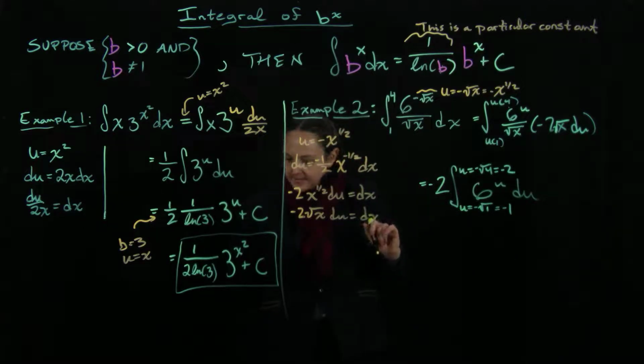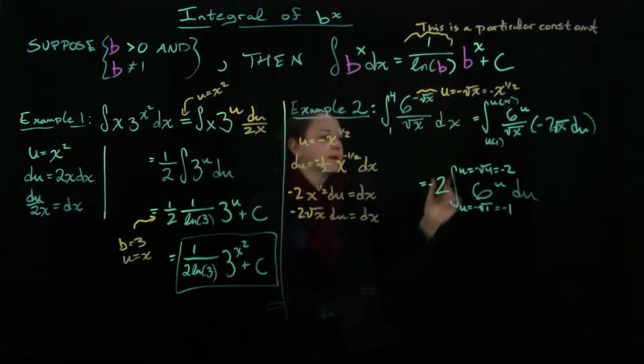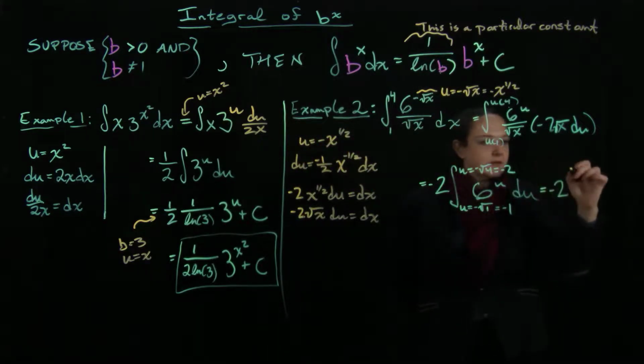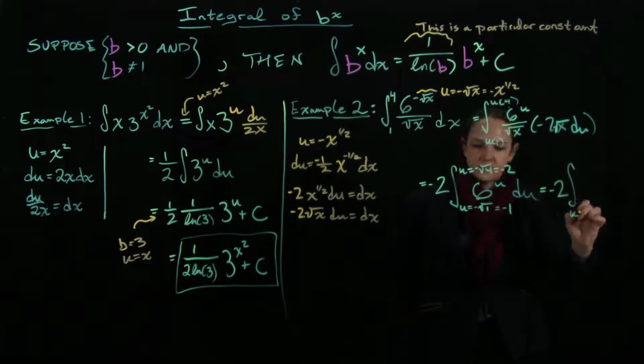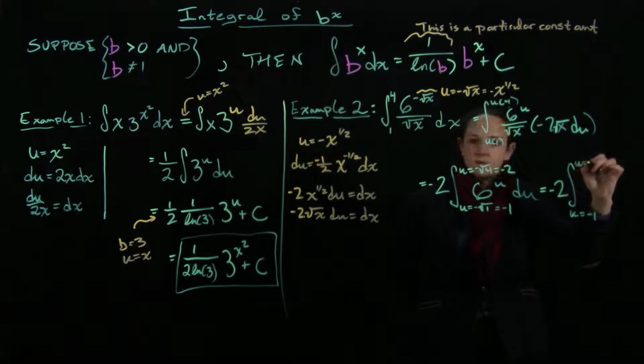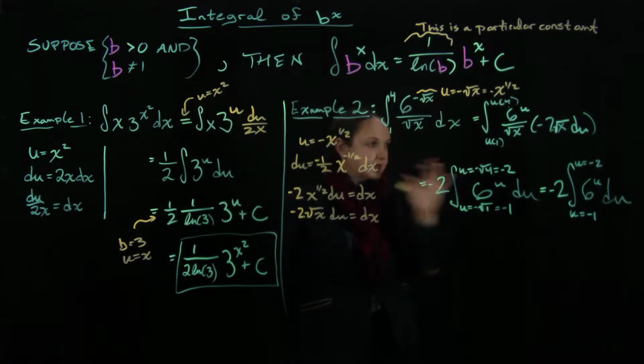And then at this stage, I can just go ahead and use this up here. Let me write this without so much clutter in it. So this is the integral from u equals minus 2 to u equals minus 1 of 6 to the u du. Okay, so the clutter's down.